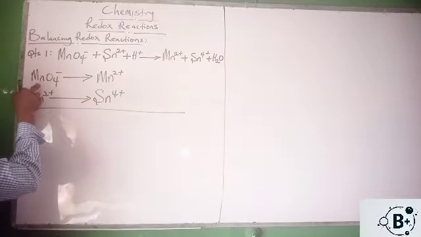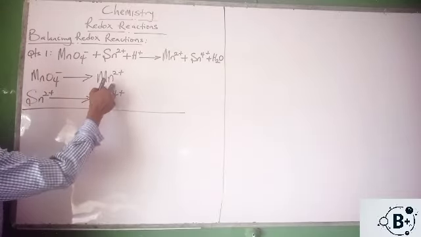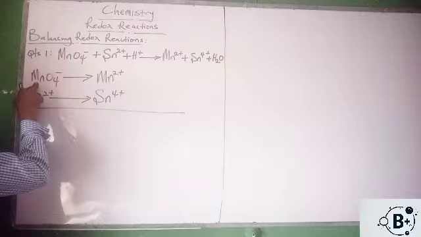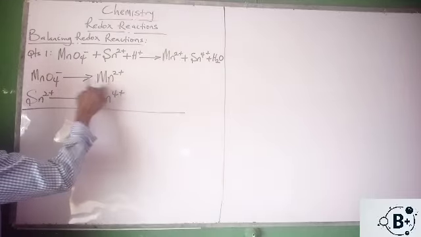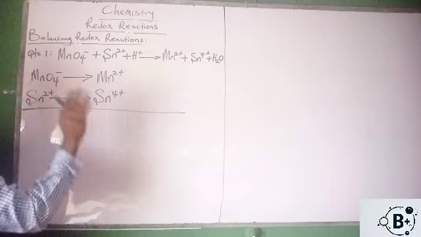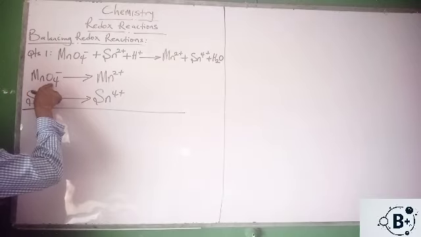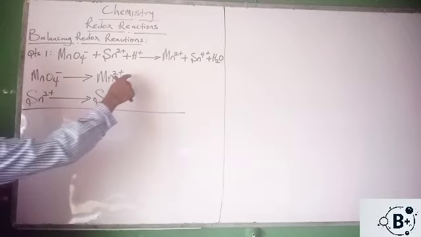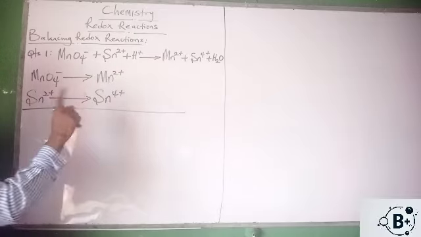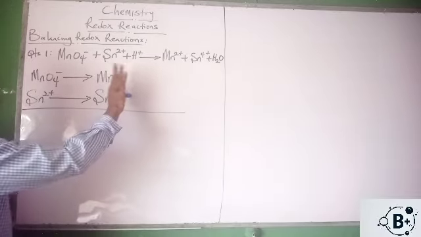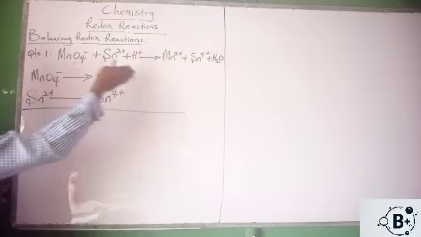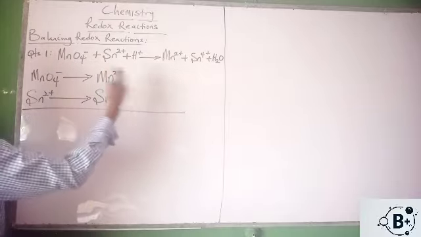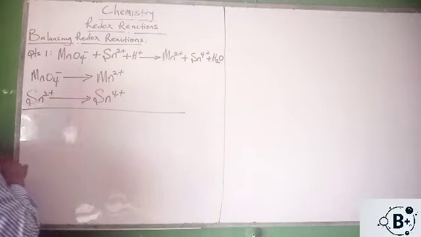Now tetraoxomanganese 7 and manganese 2 ion. So we have one manganese here, we have one manganese here. So manganese is balanced, no need of balancing that now. But here we have 4 atoms of oxygen, and here we don't have any atom of oxygen at all. We don't have any oxygen on this side. So we must create one here so as to balance both sides. So how do we do that?